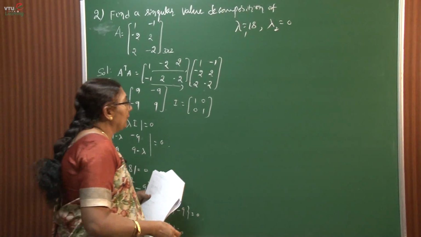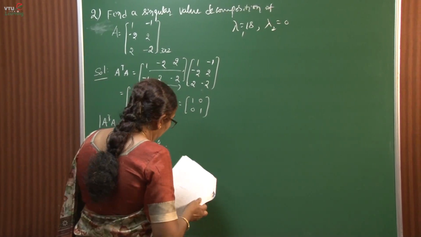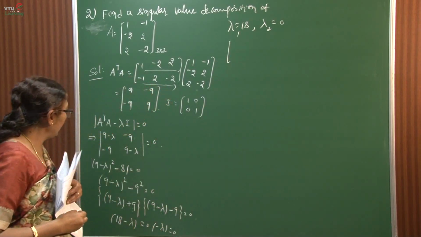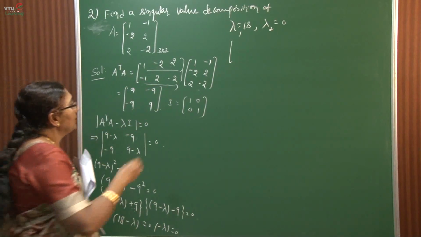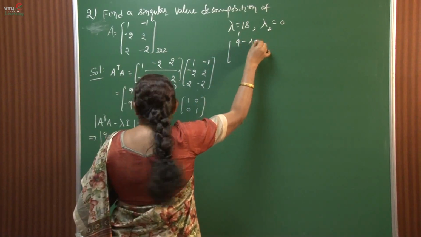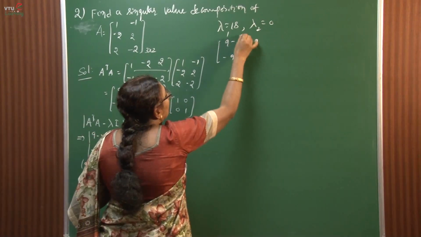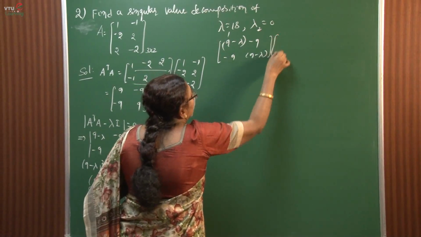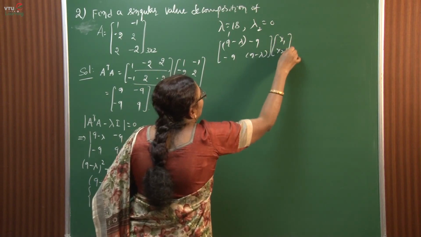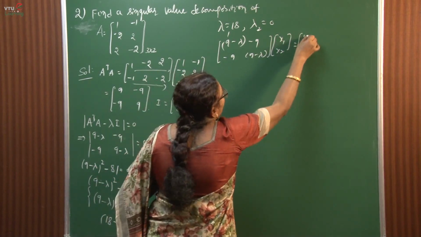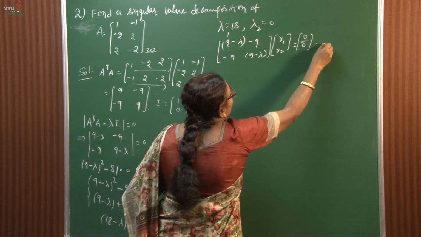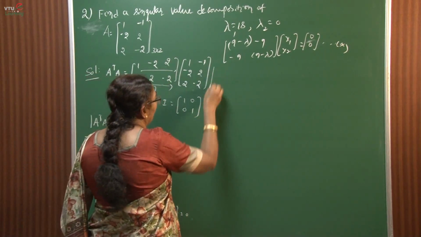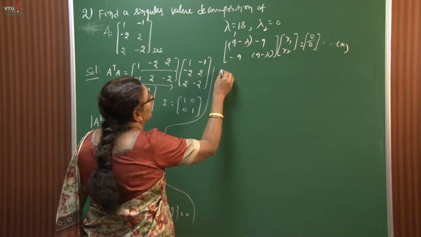Next you have to find the corresponding eigenvectors. First you write the matrix: [9 minus lambda, minus 9; minus 9, 9 minus lambda], a 2 cross 2 matrix, times [x1, x2] must be equal to [0, 0]. This is my star. Now we take the eigenvalues one by one to find the corresponding eigenvectors.